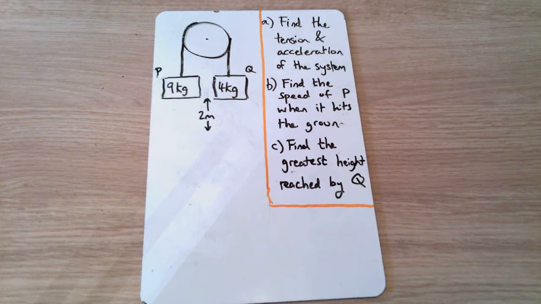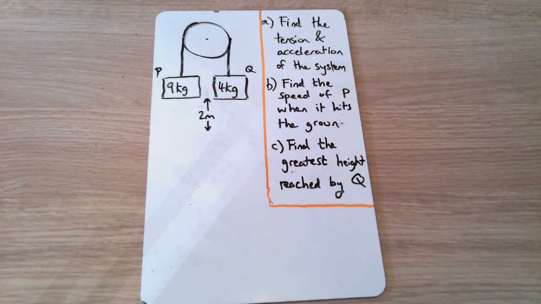Okay, hello everyone. We're looking at our second video on pulleys, and we're linking this into a topic which I like to call two-step SUVAT. The reason why I refer to it as a two-step SUVAT question is because there's going to be an event in this question that causes the acceleration to change.